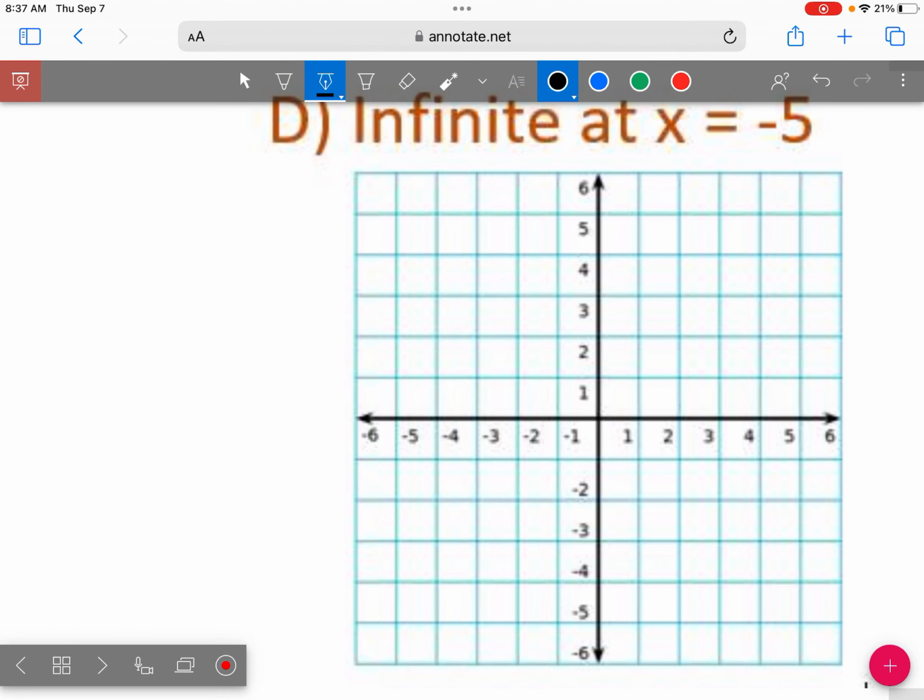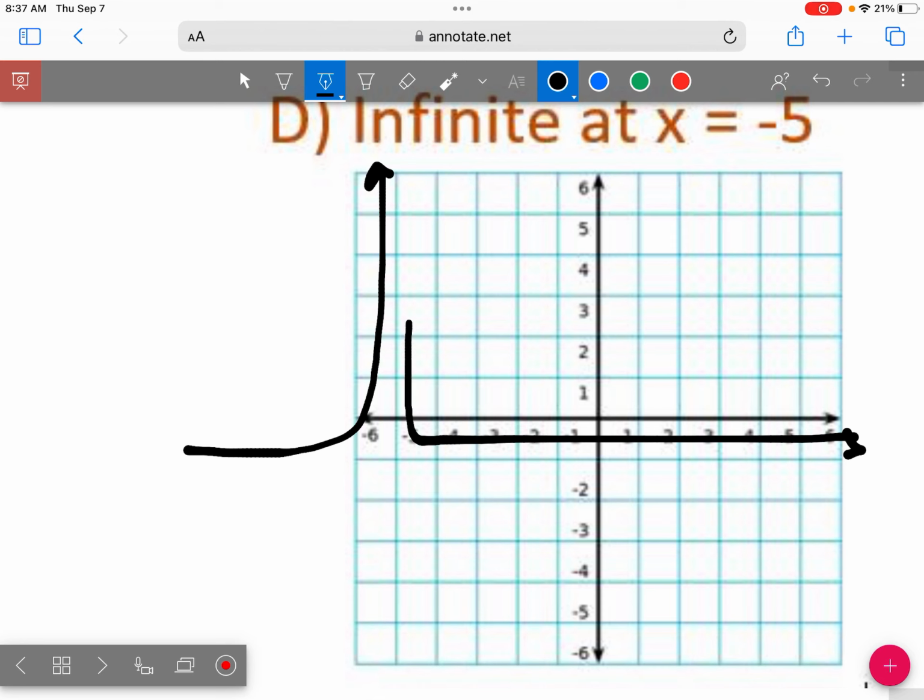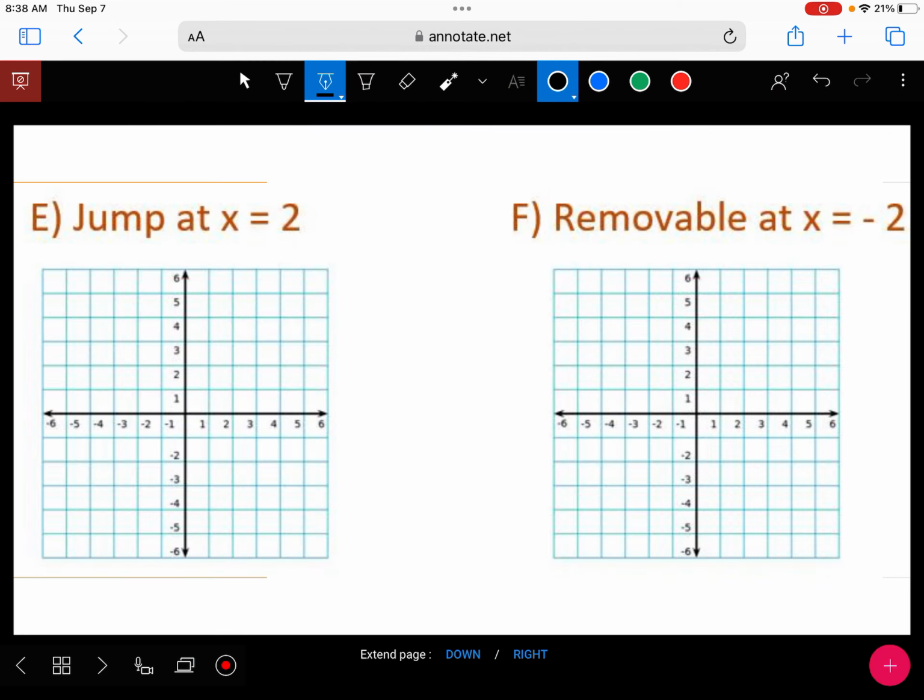For your infinite at -5, I'm just going to have one side go up. I'm going to make them both go up, actually. And that would be your infinite. That's just an example. All right, E and F. Go ahead and do E and F. So for the jump, I can have two open circles, right? You can have two open. You cannot have two closed. All right, go ahead and look at E and F. Draw a jump at 2 and a removable at -2.